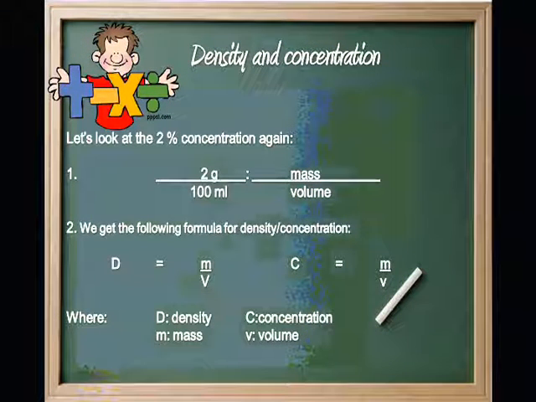Let's look at the 2% concentration again. So 2 grams correspond to 100 mL. That 2 grams represents mass, and that 100 mL represents volume. So we get the following formula for density and concentration. D is equal to m over v, C is equal to m over v, where D stands for density, m is mass, C is concentration, and v is volume.